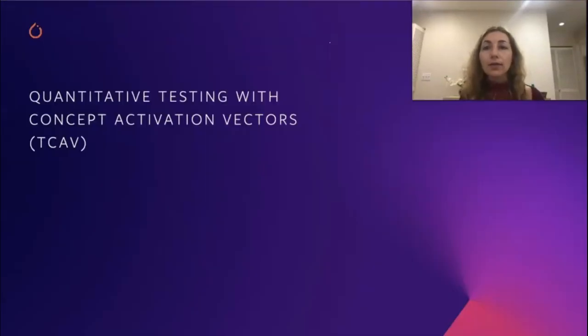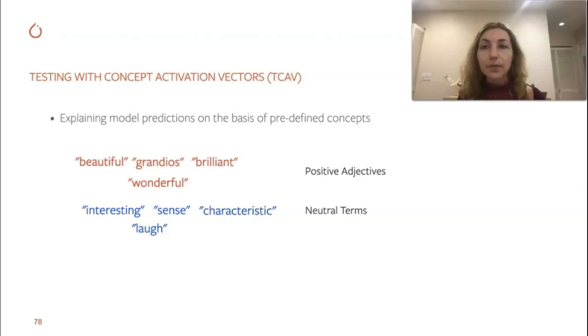It turns out that there already exist algorithms that are based on this idea of connecting neuron concepts with neuron importance based on attributions. One of those approaches is called quantitative testing with concept activation vectors, or TCAV. In order to explain how TCAV works, let me first talk a little bit about how the concepts are represented.